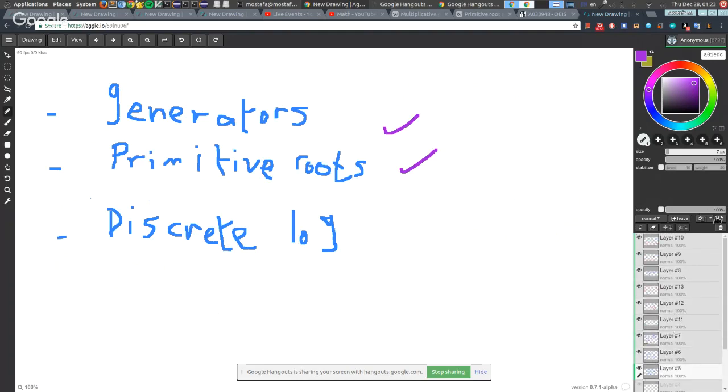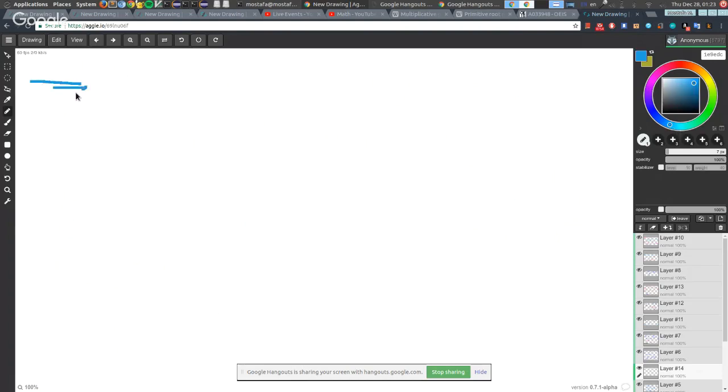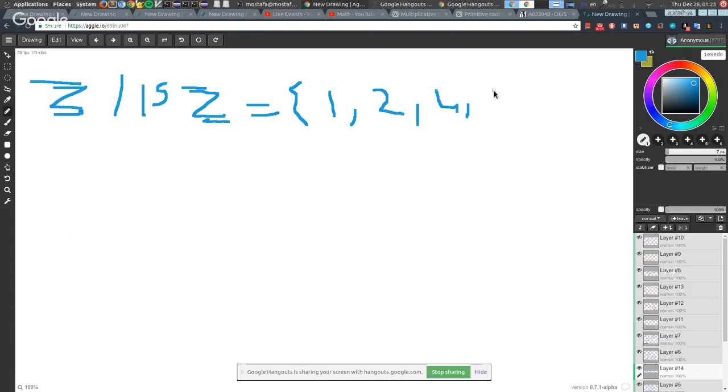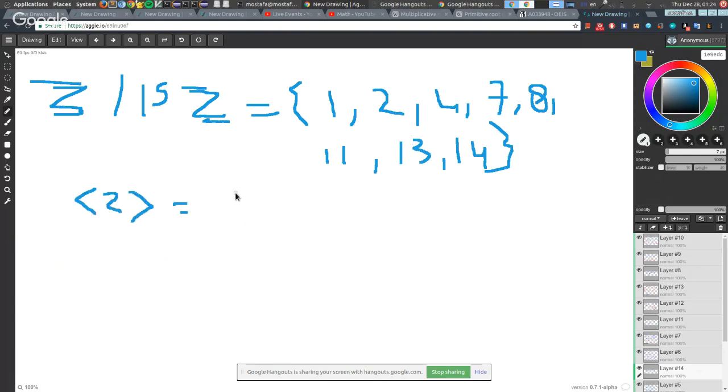We have to mention also another point: not every multiplicative group has primitive roots. For example, something like the group for 15, which we had earlier, has the elements 1, 2, 4, 7, 8, 11, 13, and 14. So this is the group, and basically all the subgroups are generated like this: we generate with 2, we get the elements 1, 2, 4, 8. We generate with 4, we get 1 and 4.